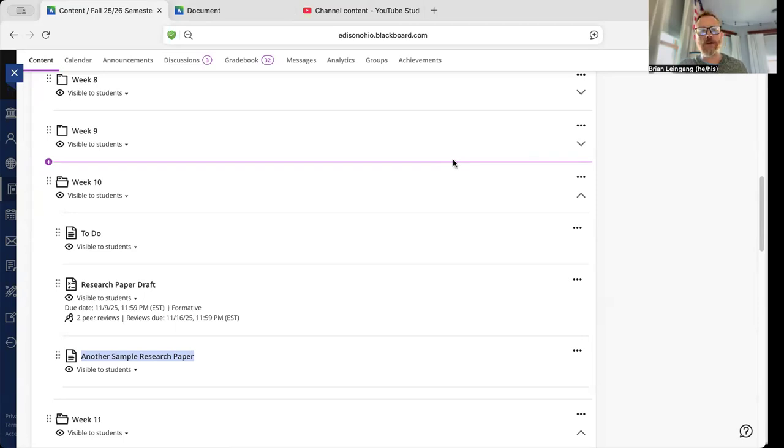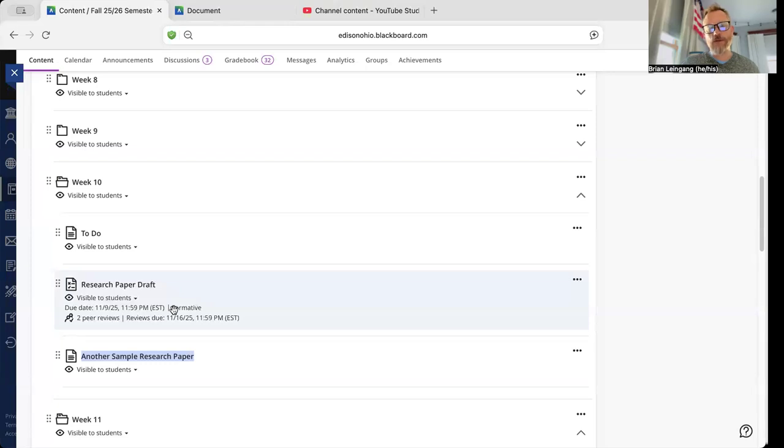We are moving right along with our research paper, and I hope that is going well. In week 10, we are submitting a draft of our papers, so make sure we have that in. It's due on Sunday. My in-person classes are turning in on Thursday, so it should say 11/9 for Sunday. And we are going to be doing a peer review with this. So you'll be reviewing two of your classmates' papers.